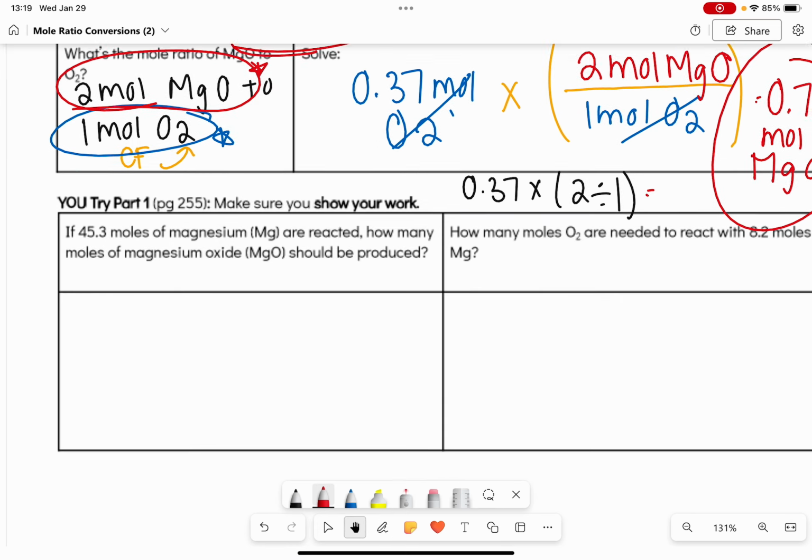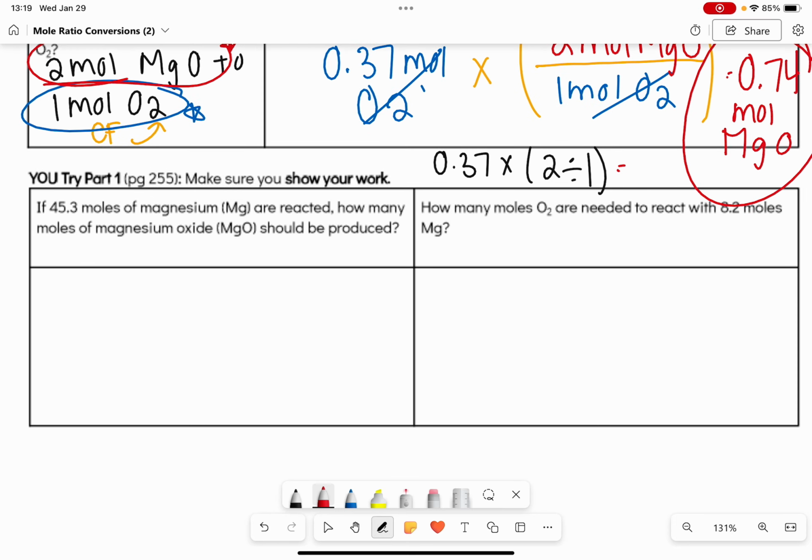What I want you to do now is when the video ends, I want you to try these 2 questions here. If 45.3 moles of magnesium are reacted, how many moles of magnesium oxide should be produced? And how many moles O2 are needed to react with 8.2 moles Mg? Write them on your paper, put your answers into the Google form, and then the Google form, once you continue, will tell you if you were correct or not. If you were incorrect, make sure you correct your answers so that you are not confused later on.